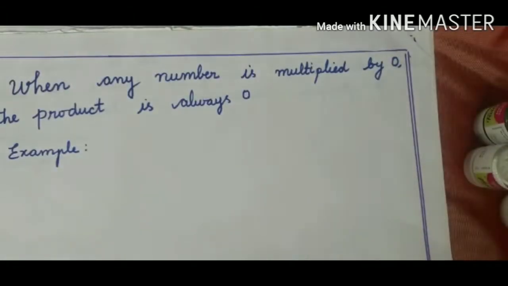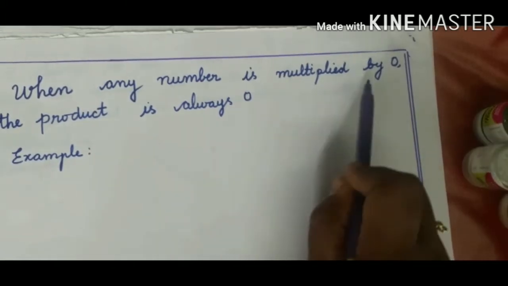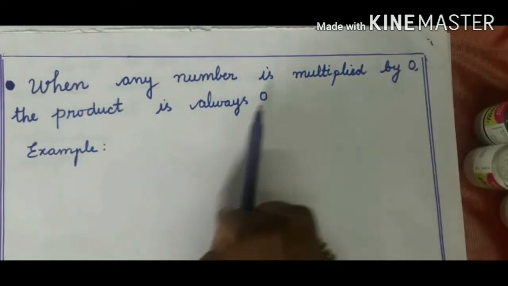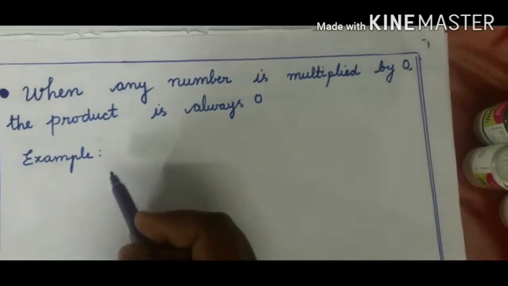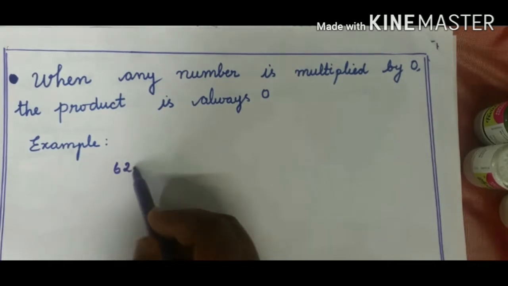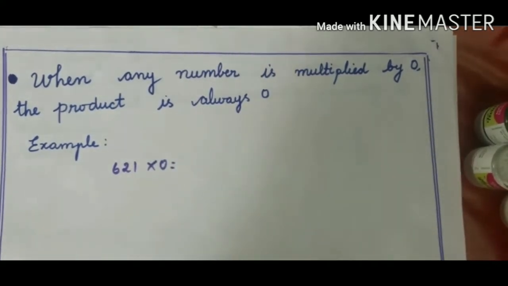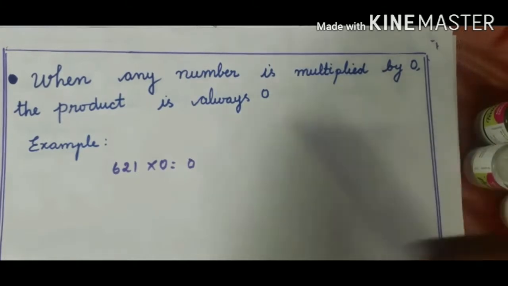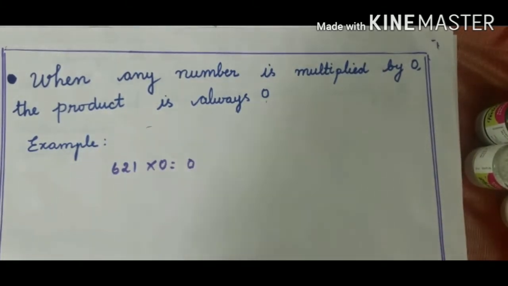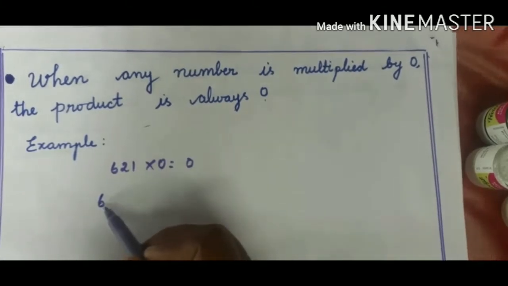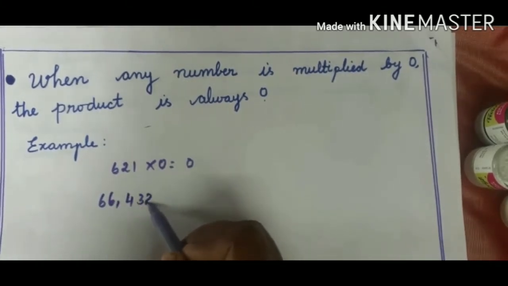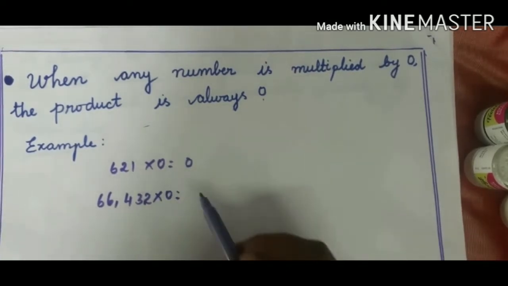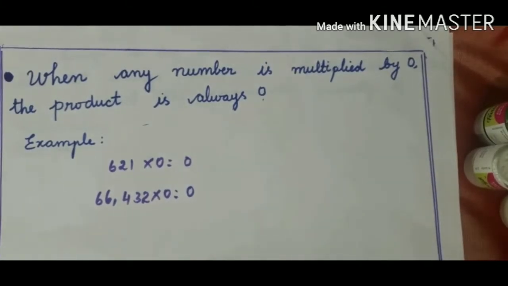So the next property is, when any number is multiplied by 0, the product is always 0. So a number, say 621 into 0, its answer is 0. I repeat, when any number is multiplied by 0, the product is always 0. Say a bigger number, say 66,432. So when it is multiplied by 0, you get 0. Yes, fine.